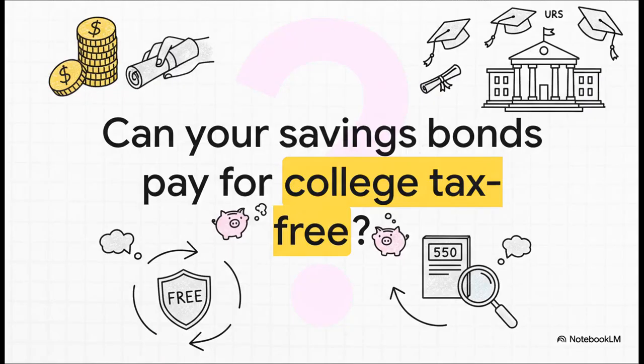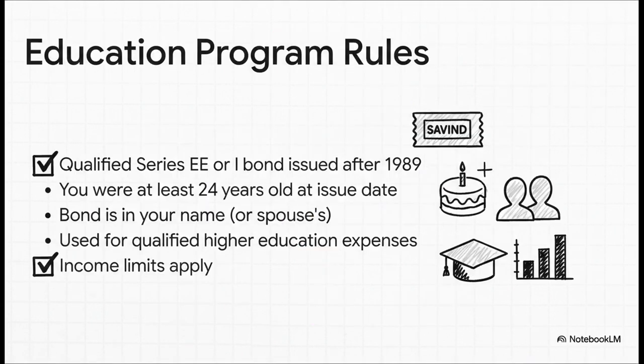Now for a really powerful tip that's kind of hidden inside Publication 550. Under the right set of circumstances, the interest you earn on certain savings bonds can be completely tax-free if you use it for higher education expenses. But, and this is a big but, there are strict rules. It has to be a specific type of bond, one issued after 1989, you had to be at least 24 years old when you got it, it's got to be in your name, and the money has to be used for qualified expenses. And definitely keep in mind, there are income limits to qualify for this tax break.